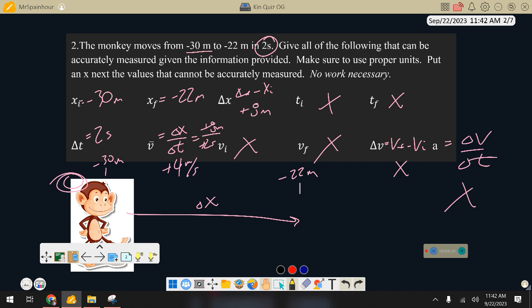All of which are completely fine, and we have no idea. So that is the answer. We know VI, we know VF, we know delta X. Don't know it, don't know it. We know delta T, we know average velocity, we don't know VI, VF, delta V, or A.